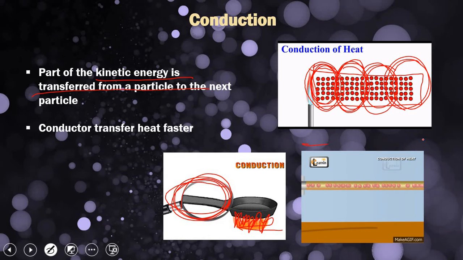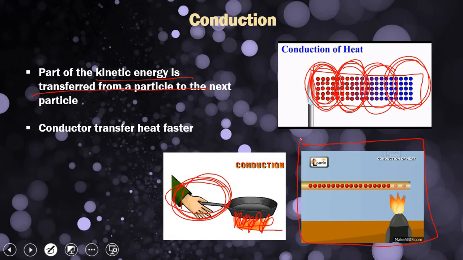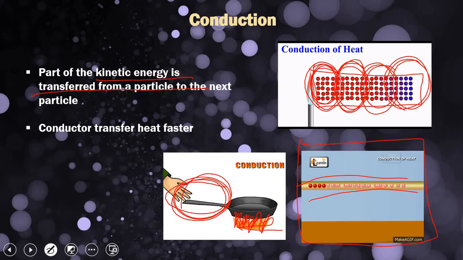So for example, here this is a metal rod. The particles vibrate among each other, and then you will feel the heat at the end of the metal rod. That's how heat flows through conduction. Heat flow through conduction is only through solid particles.